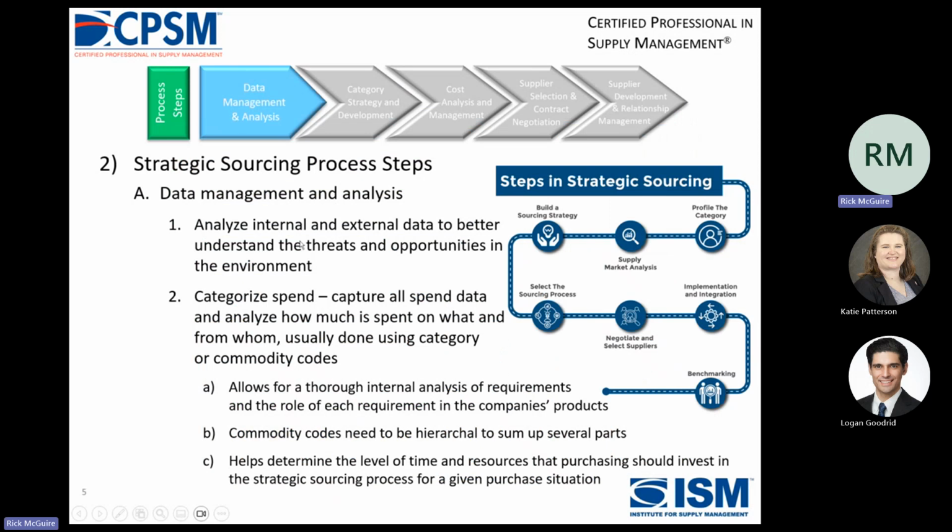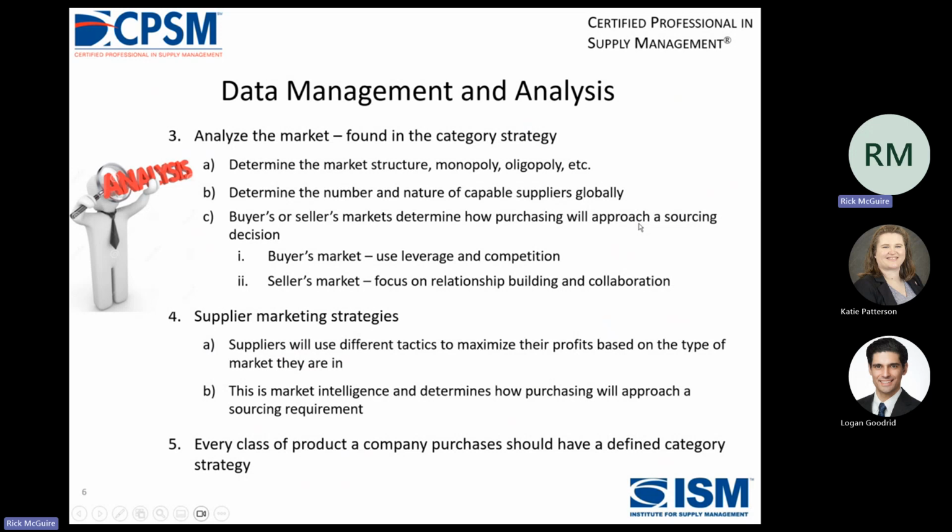Looking at the first step, it is data management and analysis. Analyze internal and external data to better understand the threats and opportunities, and then do a spend analysis. How much is spent on what and from whom? Allow a thorough internal analysis of requirements. Commodity codes need to be hierarchical, which ours are, so you can sum up all the aluminum products. This helps determine the level of time and resources that purchasing should invest in the strategic sourcing process for a given situation. Obviously you're not going to spend a lot of time on your low spend categories.